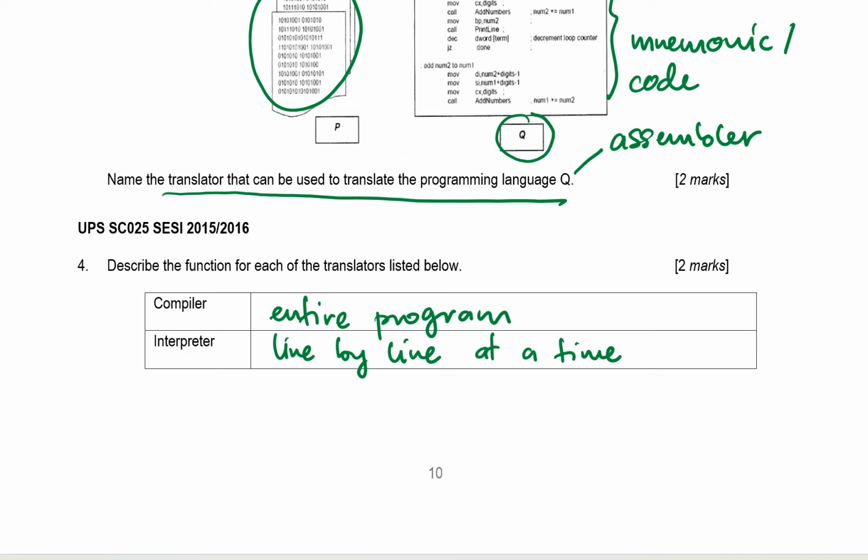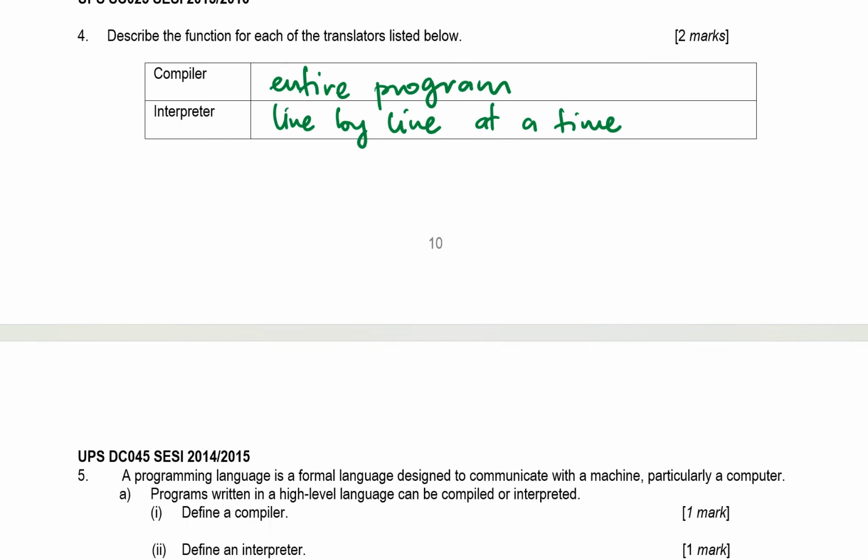How about assembler? Assembler is a program that translates a program statement written in what? Assembly language into what? Machine language. So you need to remember the keywords.